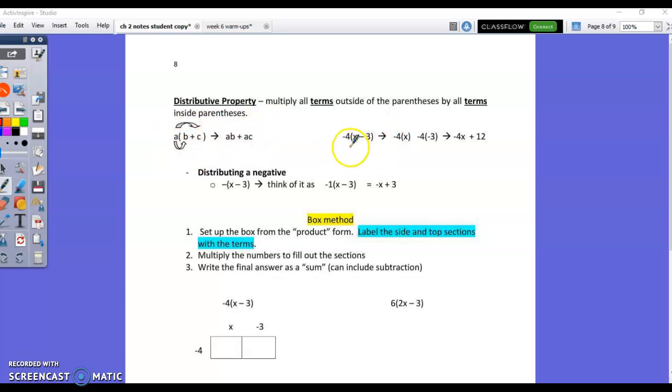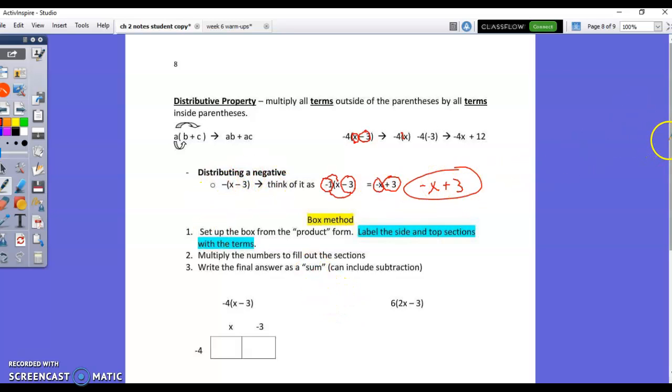So if I have -4, and then the terms inside are a positive x and a -3, I can do -4 times x, and -4 times -3, and that gives me -4x plus 12, because -4 times x is just -4x, because that's a 1, and -4 times -3 is positive 12. If you have a negative out front, think of it as -1. So then we're doing the same thing. -1 times x gives us -1x, and -1 times -3 gives us a positive 3. So -x plus 3 would be our distributed answer.